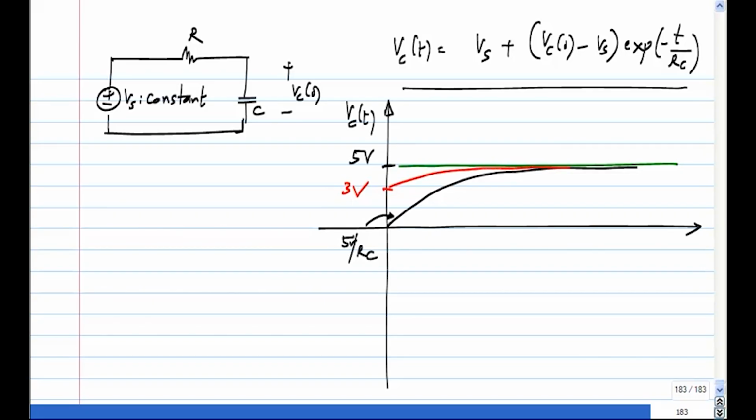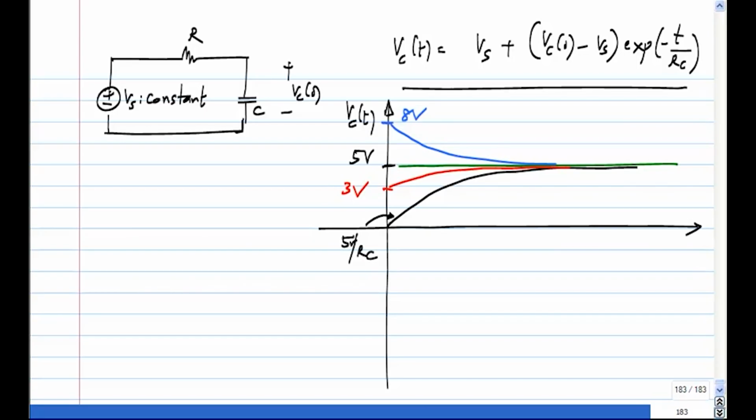That's most obvious by looking at the circuit, because you have 2 volts across the resistor. So 2 by R is the current, and 2 by Rc is the rate of change of voltage. So it starts with a smaller slope, but it will asymptotically reach the same value. And you can also start from a higher voltage, let's say 8 volts. Then again, the same thing happens, except that now the current is backwards, because the capacitor voltage is larger than this voltage. The current goes that way, it discharges the capacitor, and it discharges to the same 5 volts. And the time constant is the same in all cases, it is Rc.